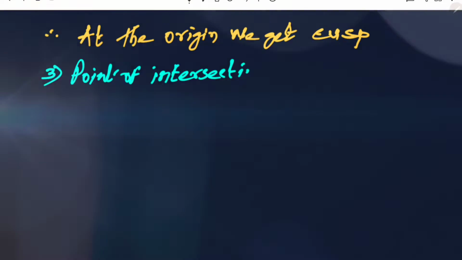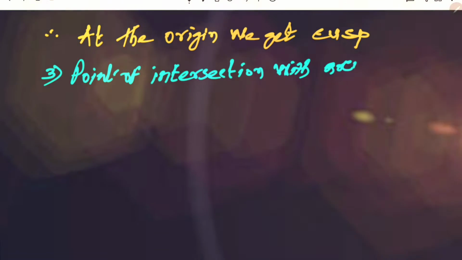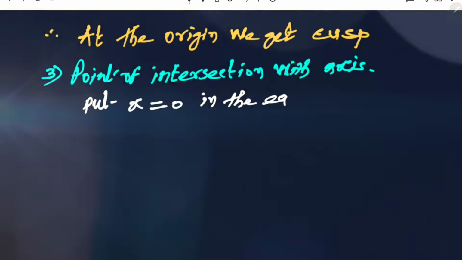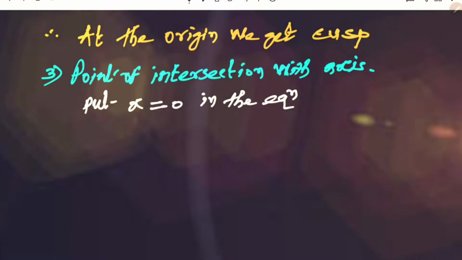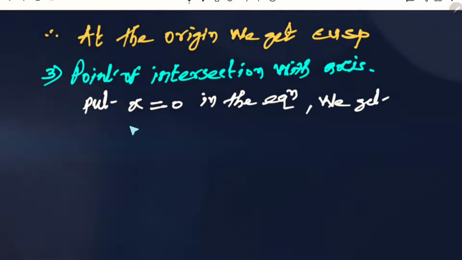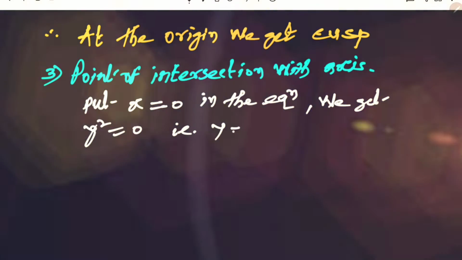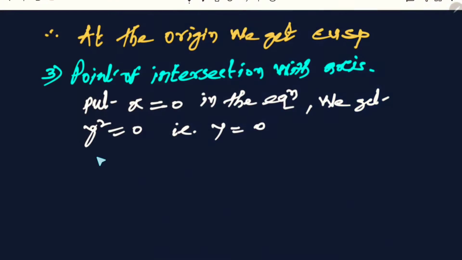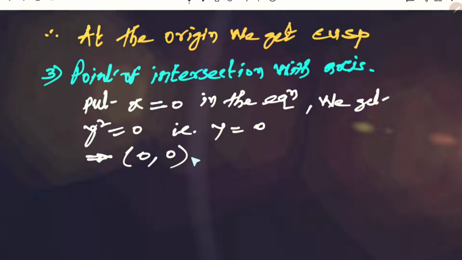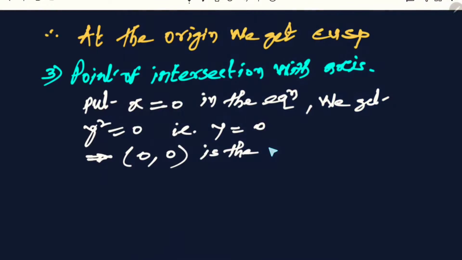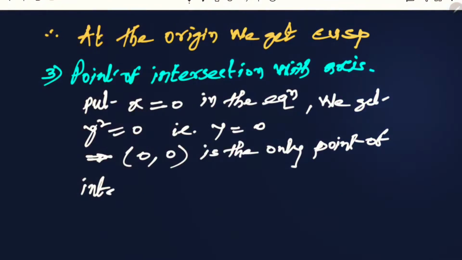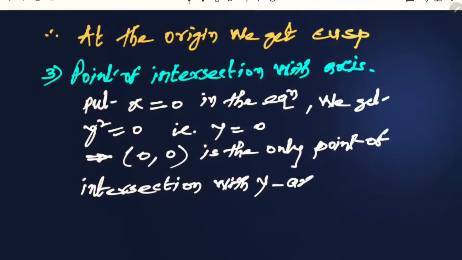Next point is point of intersection with the axis. As here the symmetry is about both the axes, we require to find point of intersection about x-axis as well as y-axis. Therefore, put x equals 0 in the equation. We get y square equal to 0, means y equal to 0, means the point is 0, 0, means origin is the only point of intersection with y-axis.